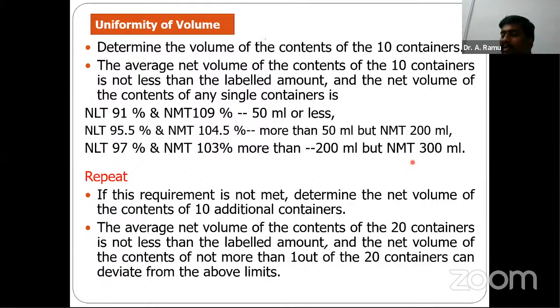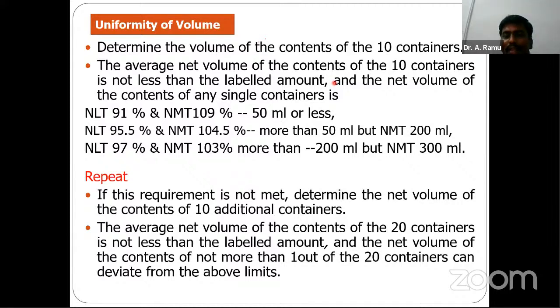Whenever the uniformity of volume test fails, it indicates that the volume of preparation in all containers is not uniform. Whenever uniformity of content fails, it indicates that the active ingredient content in all containers is not uniform. So this is how we can perform the uniformity of content and uniformity of volume tests.